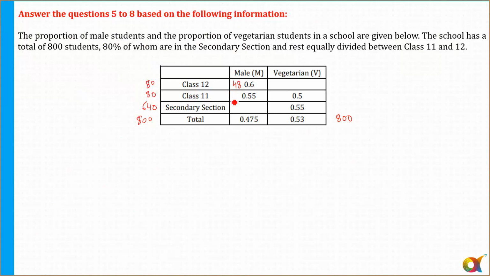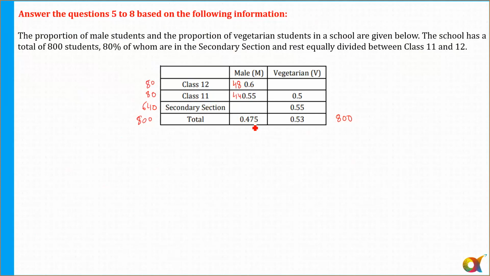Okay. Now in class 11, how many males are there? 55%. So 55% of 80, that's right, that is equal to 44. So the number of males here is equal to 44. For the secondary section, the percentage of males is not given, so we can leave that as of now.